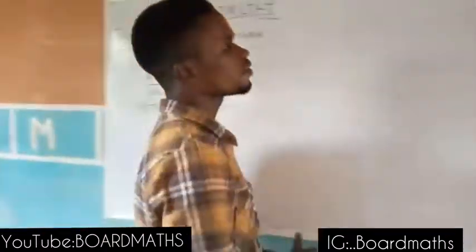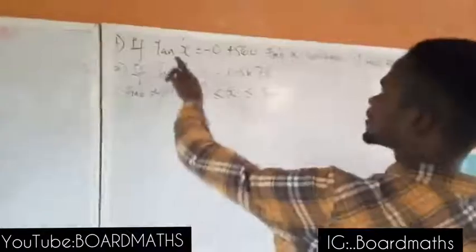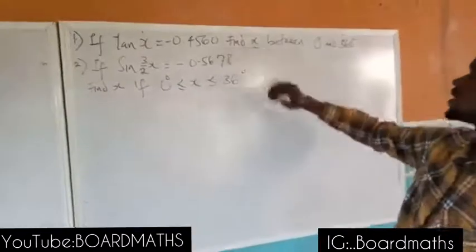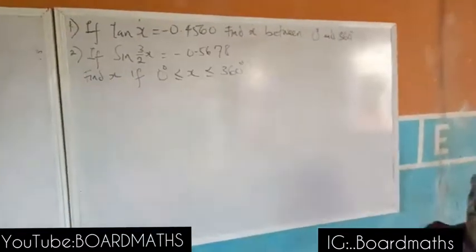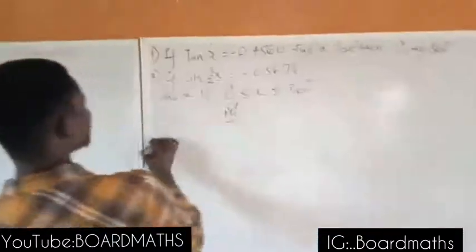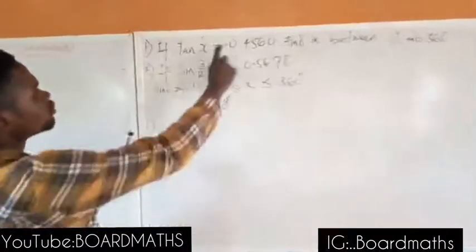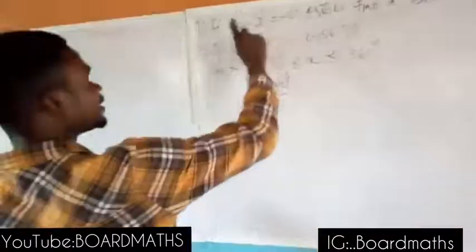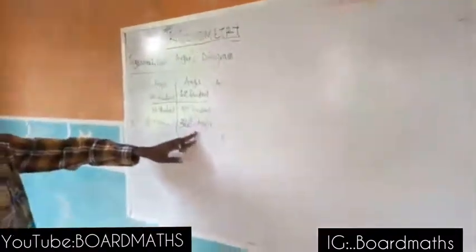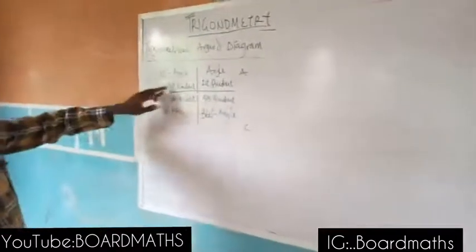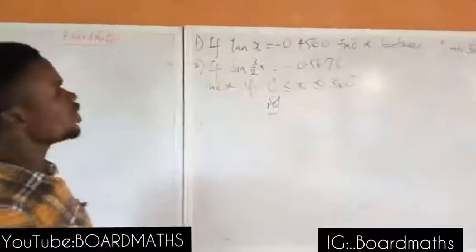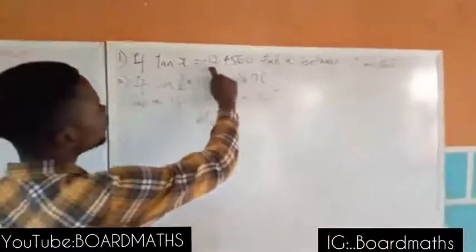Now we have the questions here. We are given if tan x is equal to minus 0.4560, find x between 0 degrees and 360 degrees. So if you want to solve that, we need to take note of the negative sign here. The negative value denotes that this tan angle belongs to the second quadrant and the fourth quadrant, because it is in the second quadrant and the fourth quadrant that tan is negative. So we need to find the tan inverse of this.